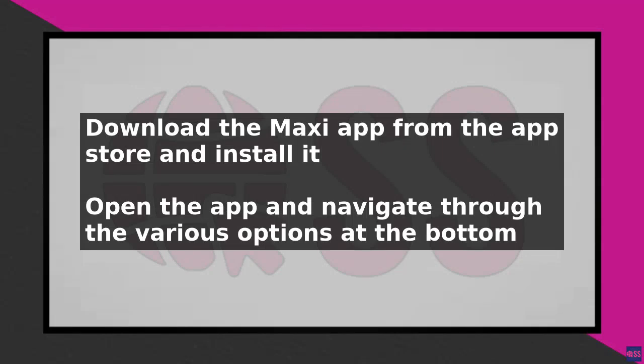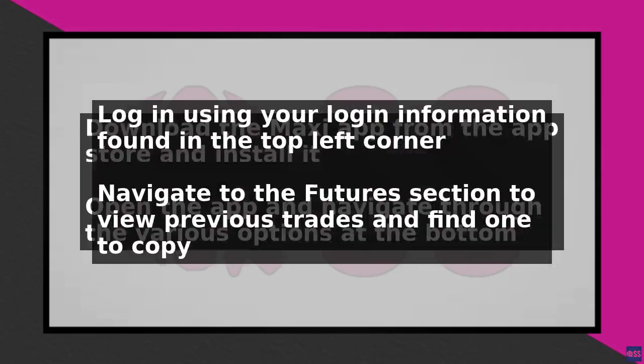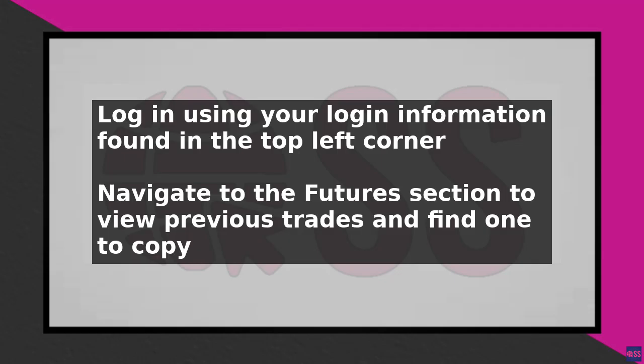To get started with copying trades on the Mexc app, begin by downloading it from the App Store. Open the App Store, navigate to the search bar, and type in Mexc to find the app, which is likely listed as Mexc. Buy and sell Bitcoin. Download and install the app. Then locate it on your device and open it.